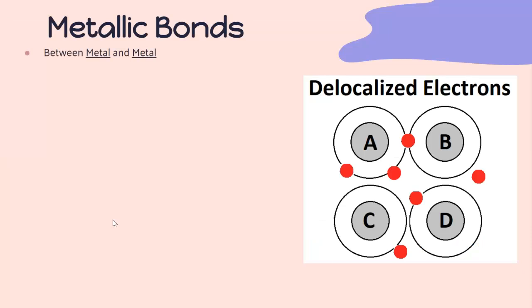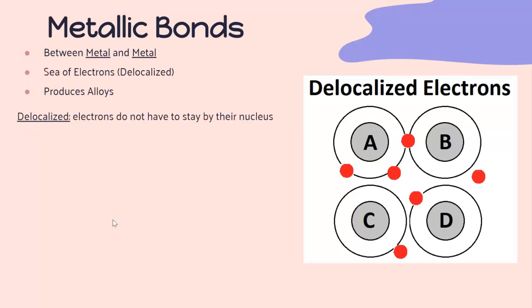Metallic bonds are between a metal and another metal. They have a sea of delocalized electrons, and they produce alloys. Delocalized means that the electrons do not have to stay by their nucleus. They're free to move around. And an alloy is a solid solution of 2 or more metals combined.